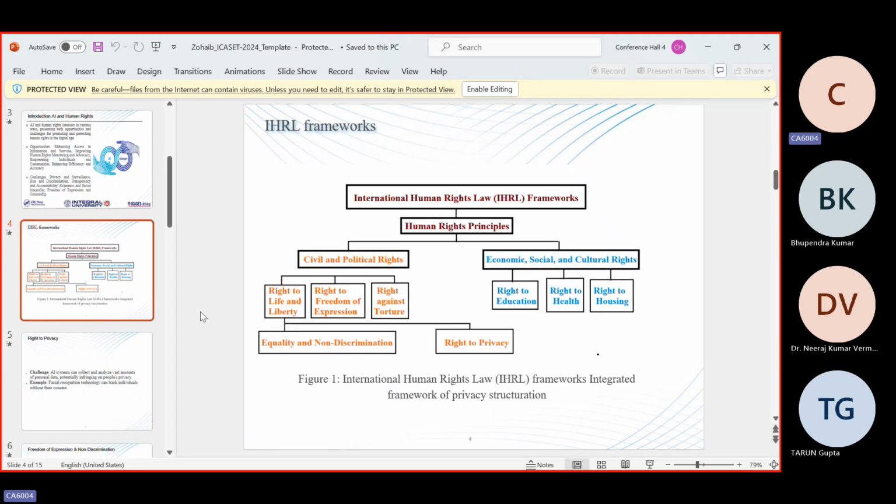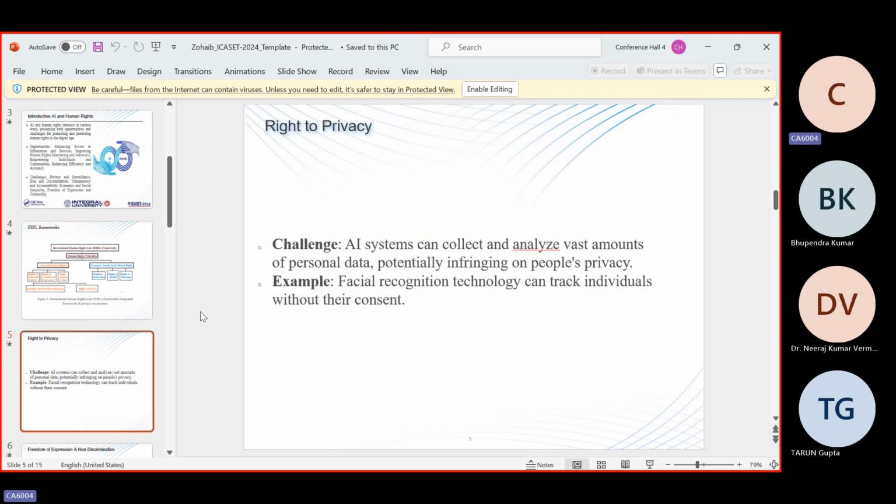Now, this is the framework which is considered in the AI domain, where various rights are infringed. In the framework we see the civil and political rights, where the right to life and liberty, right to freedom of speech, and right against torture are all protected against discrimination, and where the right to privacy is challenged in the AI domain, as discussed. Next slide. Right to privacy: AI systems can collect and analyze vast amounts of personal data, potentially infringing on people's privacy.